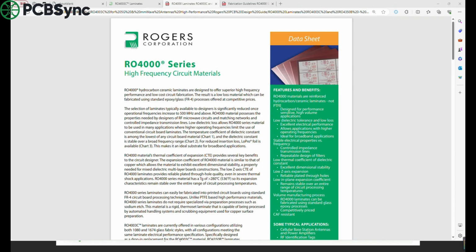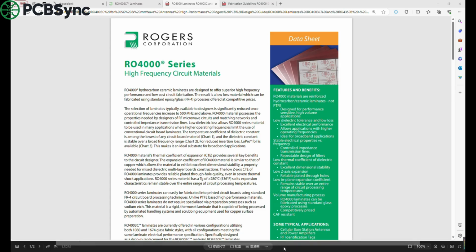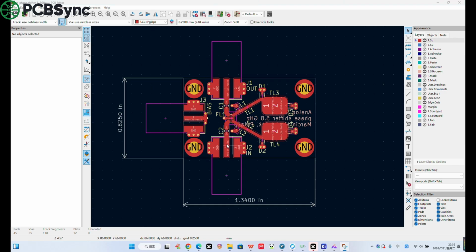This episode is hands-on content aimed at engineers. We will combine official Rogers materials with an open source 5.8 GHz PCB project to clearly explain RO4003C's stackup, impedance, drilling, via metallization, and hybrid lamination design. If your project is ready for production, it's best to clarify these issues before sending the Gerber files to the PCB manufacturer.